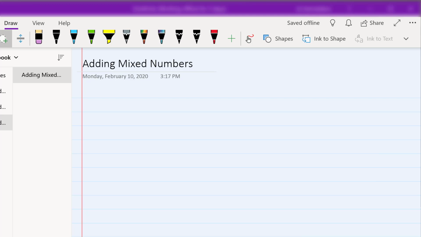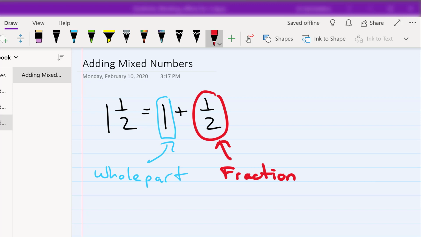Today we're going to be talking about adding mixed numbers. What is a mixed number? Suppose I had 1 and 1/2. This is a mixed number. It is made up of a whole part plus a fractional part. 1 is the whole part and 1/2 is the fractional part.